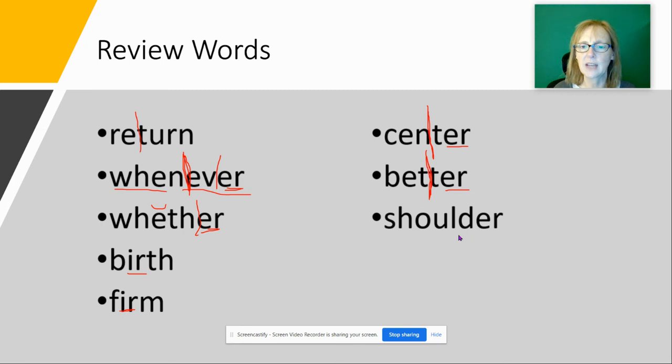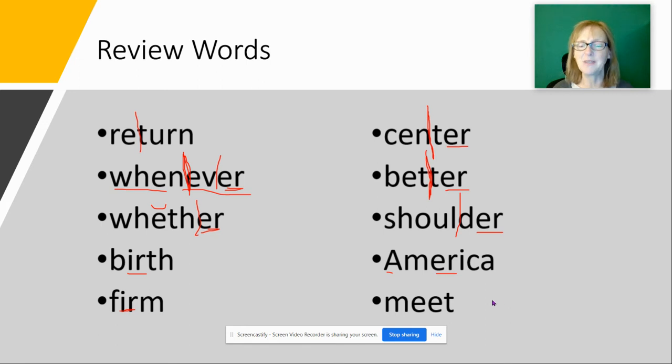Better, there's our sound. Shoulder, here is, again, shoulder. The ER spelling the sound. America, there is our sound in the middle there. Remember, capital A, because it's the formal name of a place. And meet, to meet someone in the street, right? To meet, that's a good way to remember. If I meet you in the street, I'm going to use the double E instead of MEAT, which we talked about last week. Some people eat meat. Those 2 words have the EAT ending.